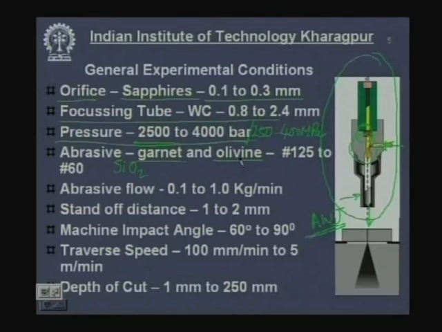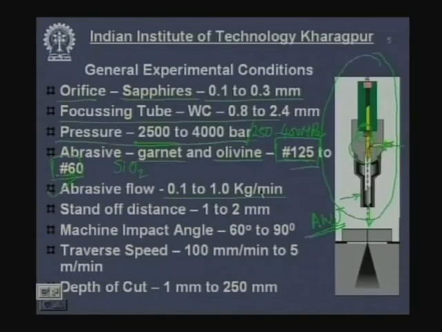Then whenever we are specifying the material, we need to specify the size as well. These are the sizes of abrasive which are used. This is mesh size 125 and this is mesh size 160. You have already gone through the grinding lecture, so you know what you mean by 120 mesh and what you mean by 60 mesh. Now abrasives are being fed, so I need to meter how much abrasive is being fed. Generally abrasive flow rate is around 0.1, that is 100 grams to 1 kilogram per minute.